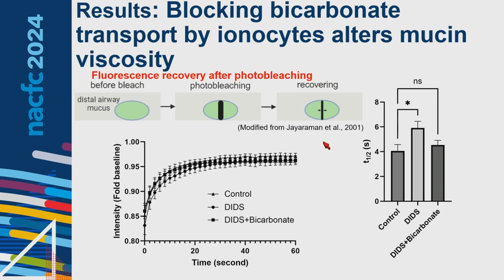So the recovery time indicates the viscosity of the mucus we collect. The longer the recovery time, the more viscous the mucus. So this is the intensity recovery curve, and we calculate the half-time of recovery. Our results show that if we block the ionocyte function with DIDS, there seems to be an increase in recovery time. So we think that blocking the bicarbonate transport by ionocytes makes the mucus more viscous.